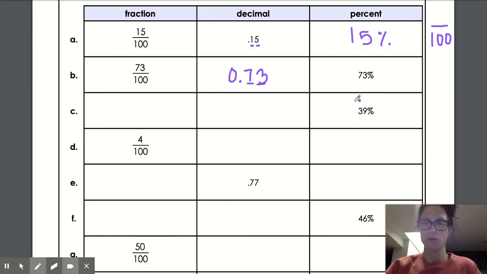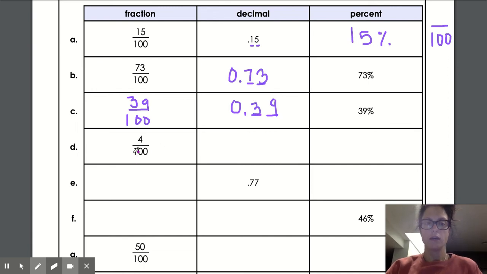All right, now we're going to work backwards. Now we have our 39%. So remember, percents are out of 100 right here. So we know for our fraction, we need it out of 100. So we're going to have 39 out of 100. And then our decimal is going to be 39 hundredths. So we have 0 and then we need two spots for our decimal number and 39 hundredths.